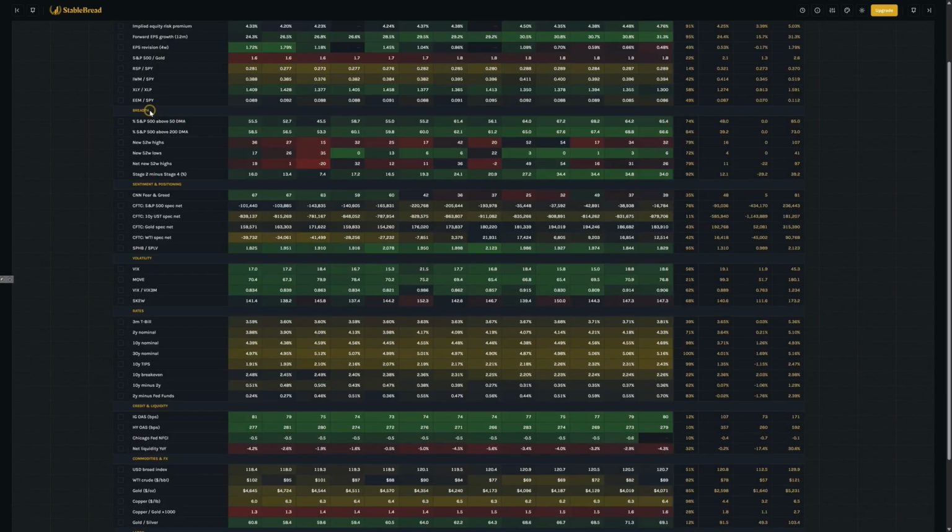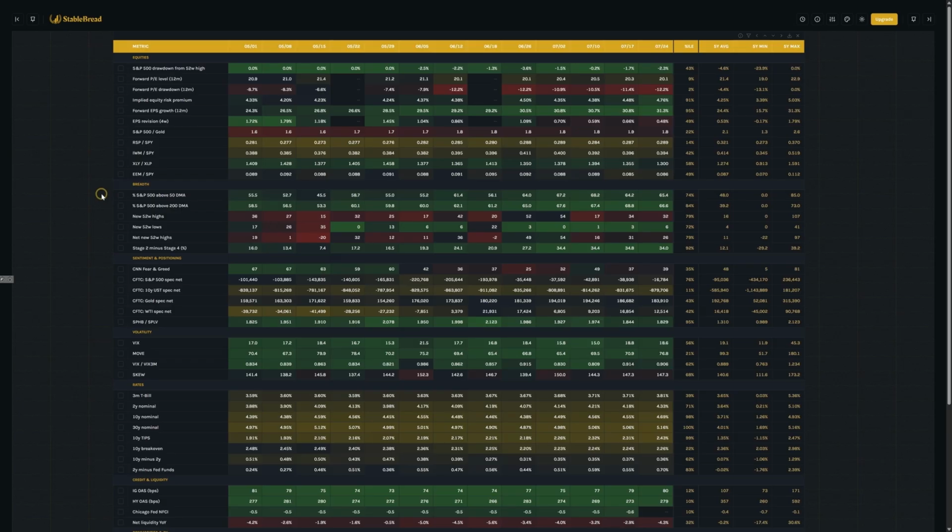Now, the next group is breadth, which is about participation, and it exists because an index can rise while most of its stocks are falling. If you look at breadth, you can catch that early since it usually weakens before the index does. So the first two are similar. The first one tells you what share of stocks are trading above their own average price over the last 50 days. Over 70 effectively means a broad, healthy advance. Below 30 means most stocks are already falling regardless of what the index says.